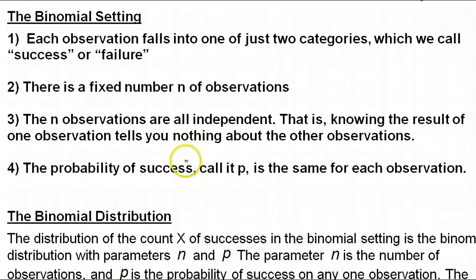And finally, the probability of success, let's call it P, should be the same for each observation. For example, when you roll a die, a 6-sided number cube, the probability of rolling a 5 is 1 out of 6. The probability of rolling a 1 is 1 out of 6. The probability of rolling a 3 is 1 out of 6. The probability is the same no matter which number you're shooting for. So it has to be that type of situation. So those are the 4 conditions that must be met, and we call that the binomial setting.